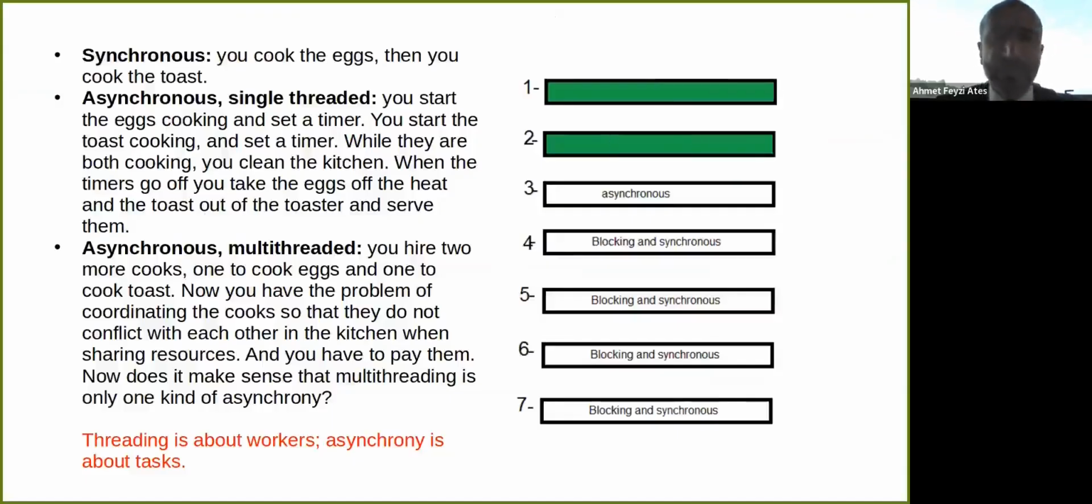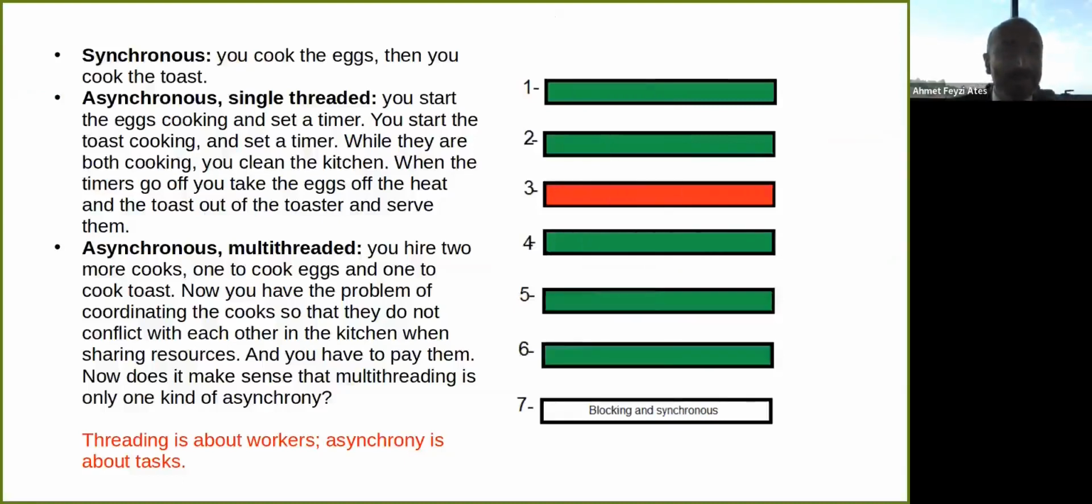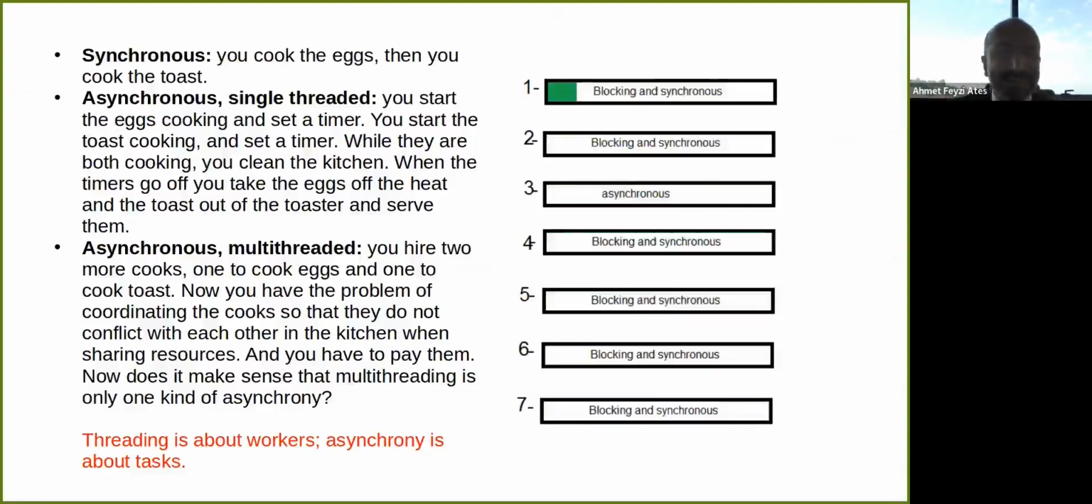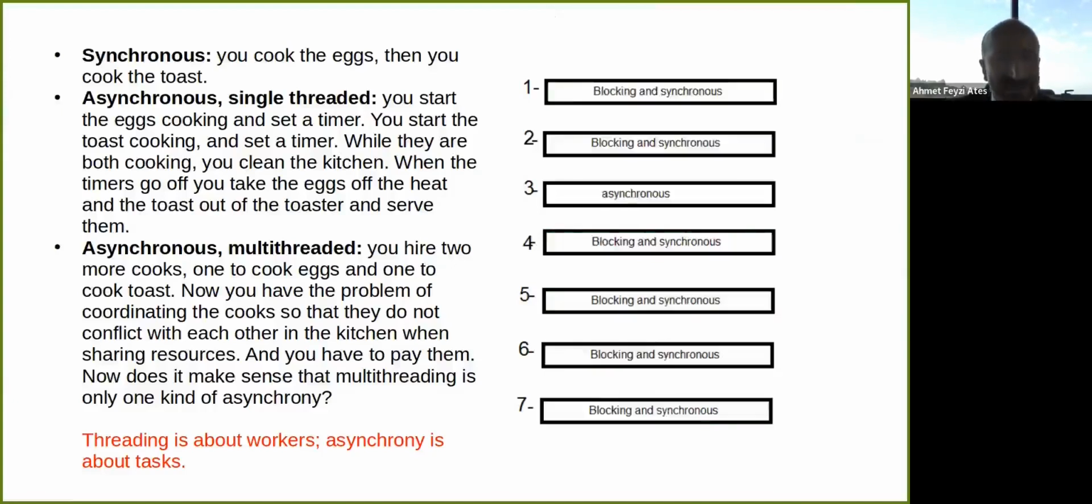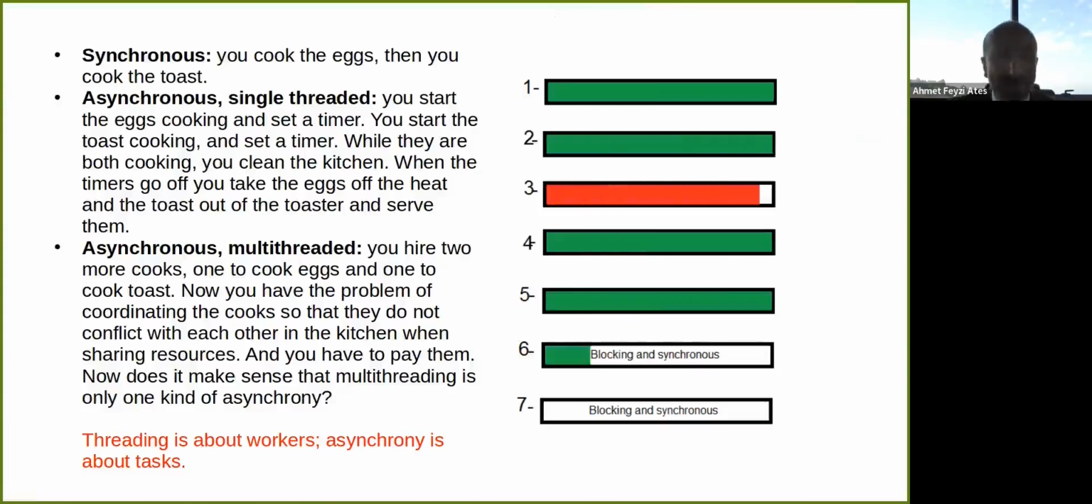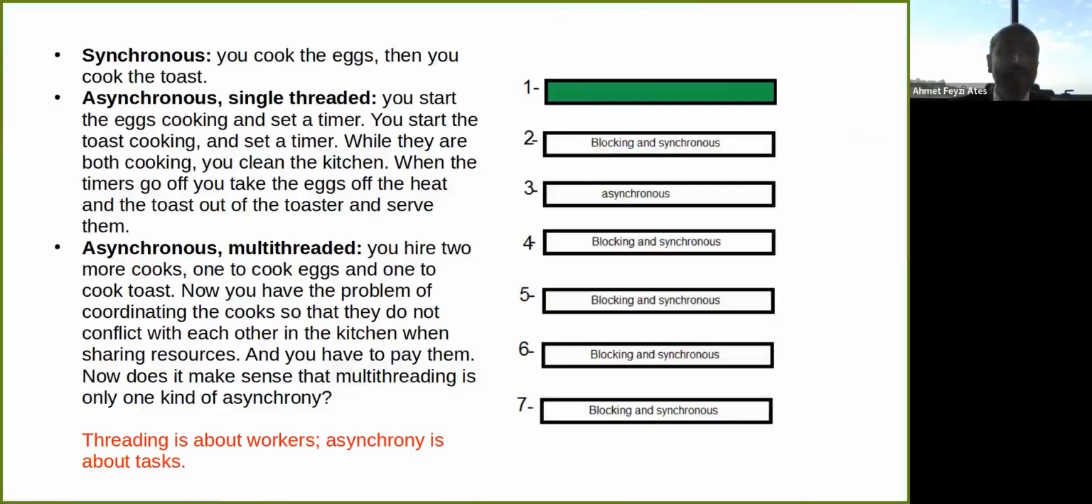And this is a real-life example. You want to cook some eggs and you want to cook the toast. In a synchronous manner, you cook the eggs and then you cook the toast. If you want asynchronous single-threaded, you start the eggs cooking and set a timer. You start the toast cooking and set a timer. While they are both cooking, you clean the kitchen. When the timers go off, you take the eggs off the heat and the toast out of the toaster and serve them.